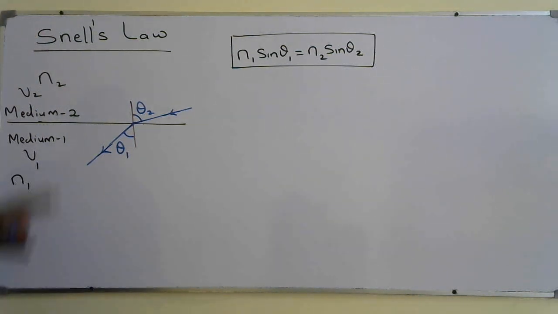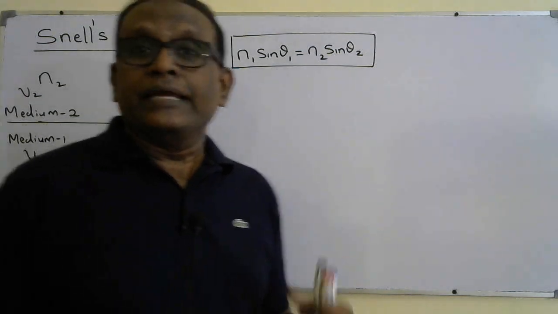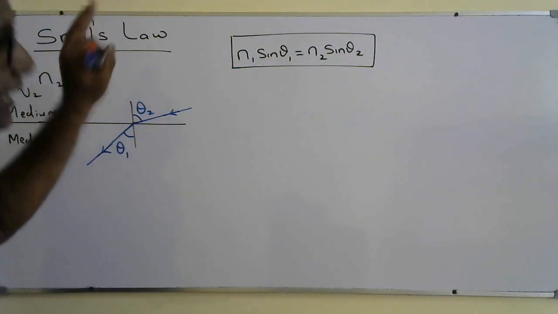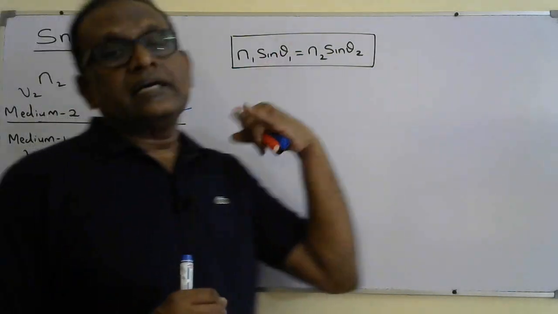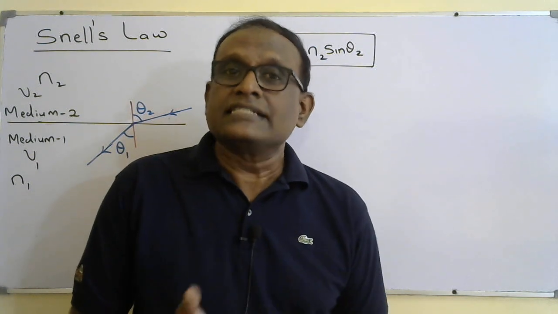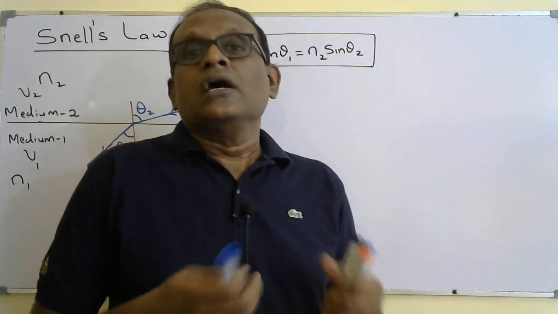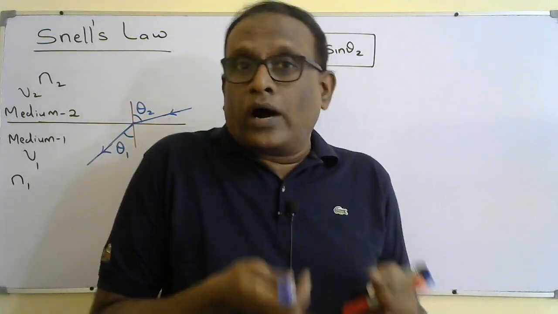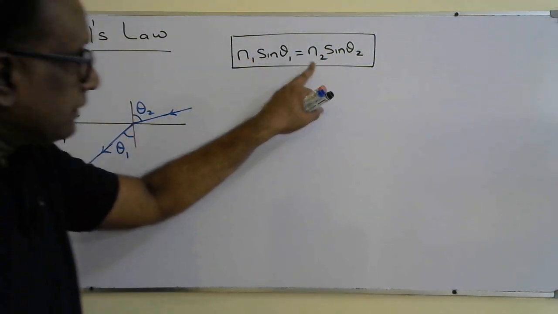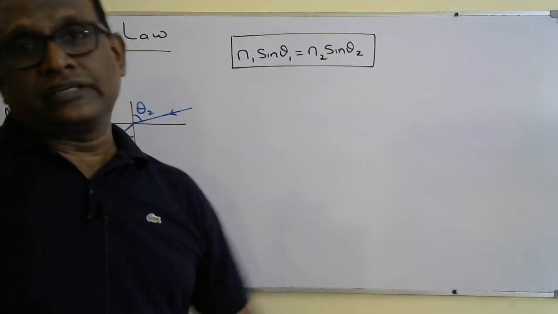If one of the media is air, then we substitute 1 for the refractive index of air. I already told you that the refractive index of air is taken as 1. So we substitute the refractive index of air as 1 for that particular question.